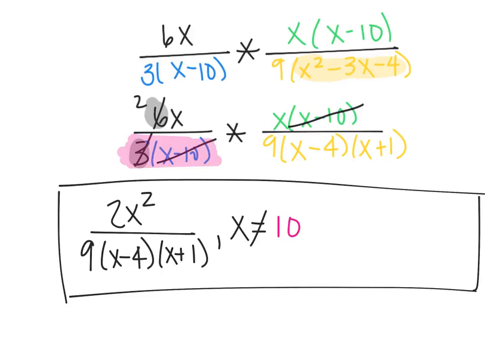All right, then we have another denominator over here. We have 9 times x minus 4 times x plus 1. So how many excluded values is that one going to give me? 2. What's the first one? And the second one? Okay. There's one other place I have to look: the original denominator. What was my original denominator? The x squared minus 10x, which was x times x minus 10.